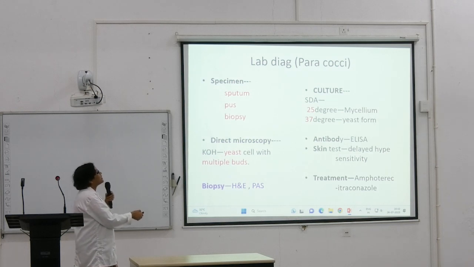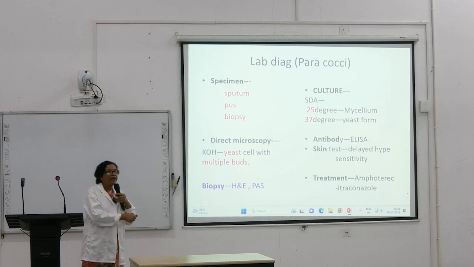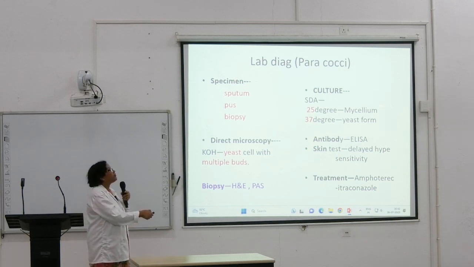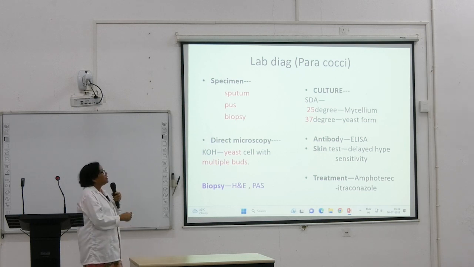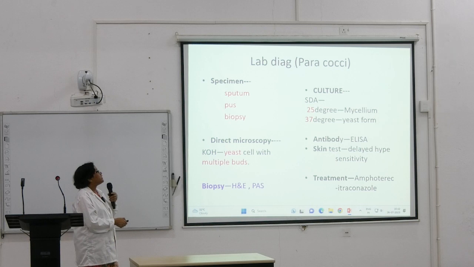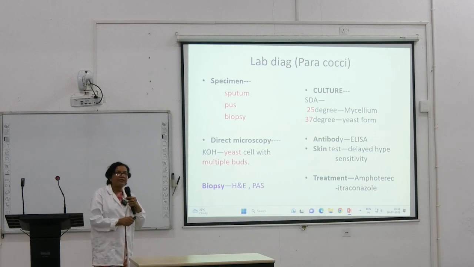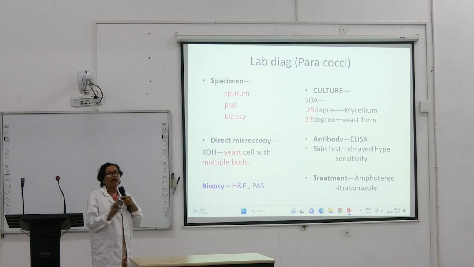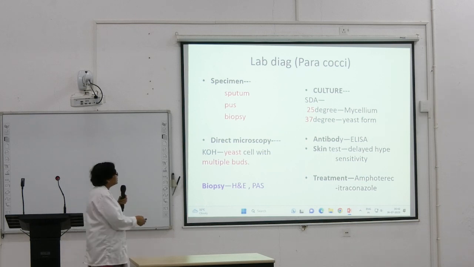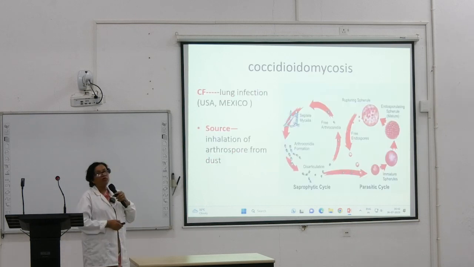Then culture, same SDA media as for dimorphic fungi: at 25 degrees centigrade mycelium, at 37 degrees centigrade yeast form. Antibody is detected by ELISA and agglutination test. Skin test shows delayed type of hypersensitivity. Treatment, again amphotericin B and itraconazole.